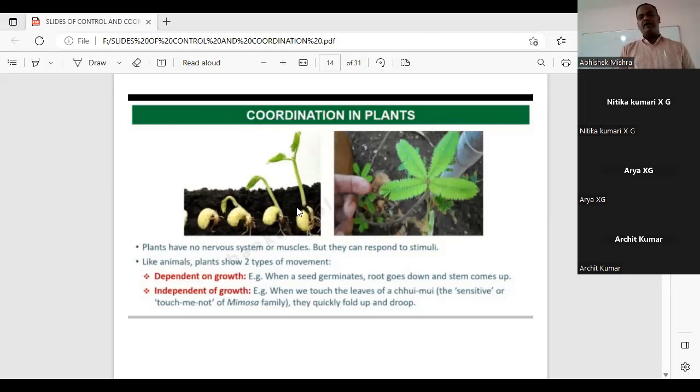Now, students, what do you think? Do plants also have a nervous system like us? What is your answer? Through the chat box, you can send me the reply, yes or no. Do plants, like animals, also have a nervous system or muscles? Yes, Anushka, Nitika, they are saying no. Correct? No. Arya is saying yes.